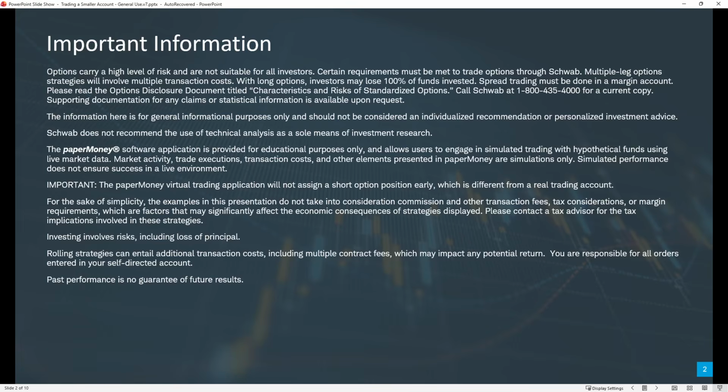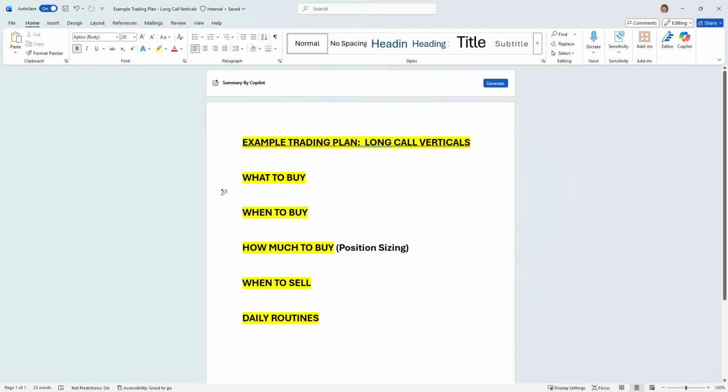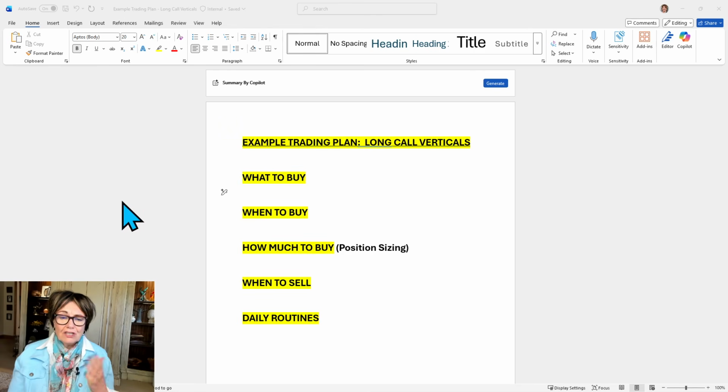Okay, so let's go and bring up a framework for an example trading plan. With an example trading plan, what we want to do is really flesh out 5 components. Those are what to buy, when to buy it, how much to buy, which is our position sizing, when to sell, and then whether the trade goes for us or against us, and what are our daily routines.